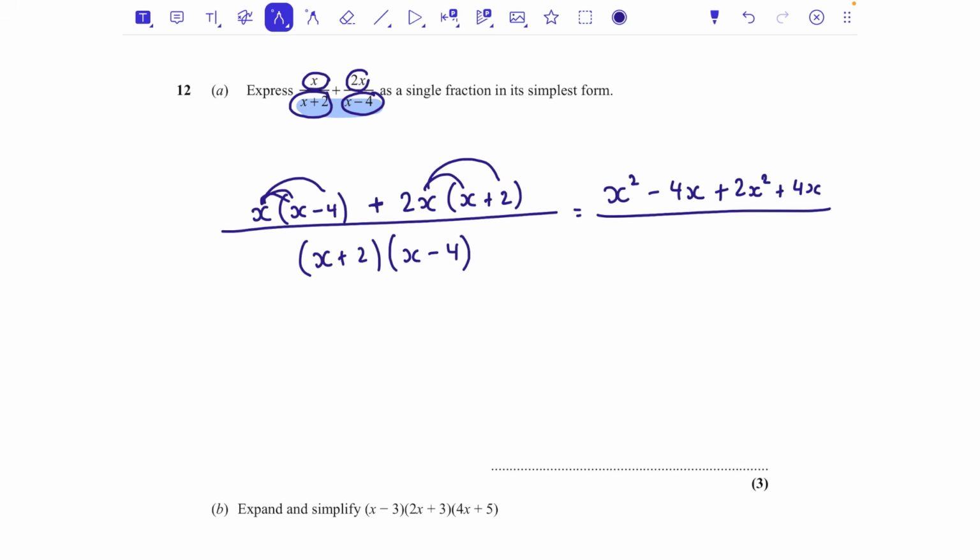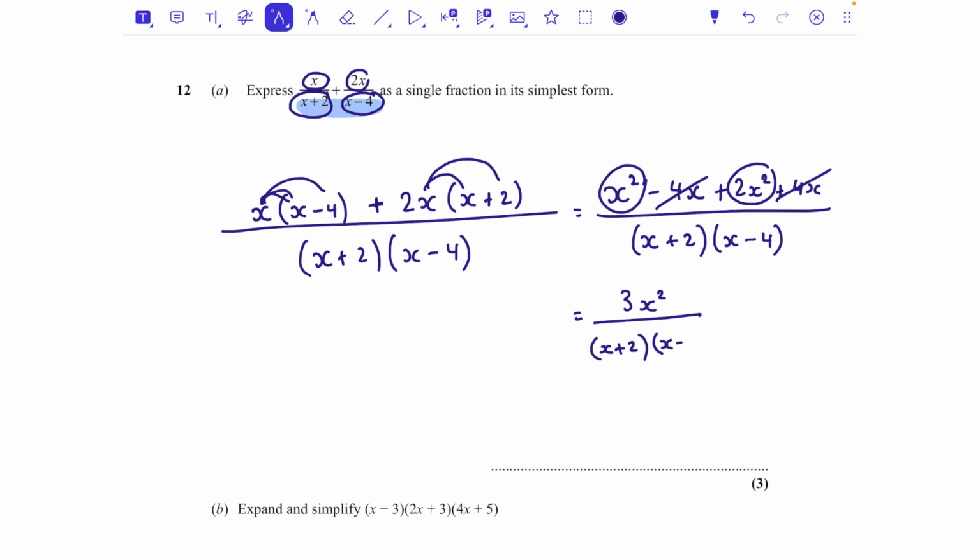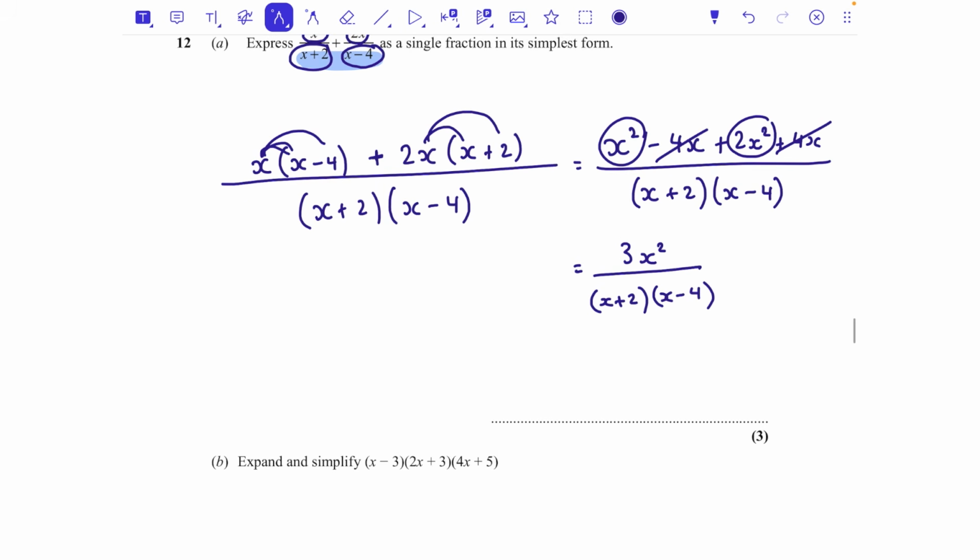And that's all over. And like I said, I'm going to leave this factorised just in case we get something to factorise on the top, and that's going to be 3x squared coming from here and here, and then I've got minus 4x, add 4x, and those two terms are actually going to cancel each other out. So my final answer is going to be 3x squared over x add 2, x minus 4. And you might have expanded out the denominator, it wouldn't matter. You'd be absolutely fine with that either way. So there we go, that's your final answer for 3 marks.